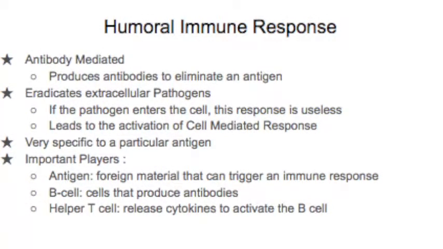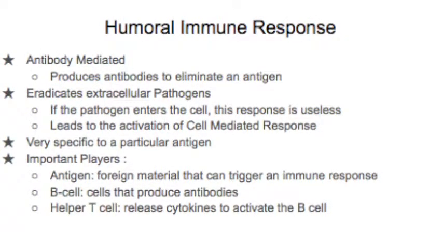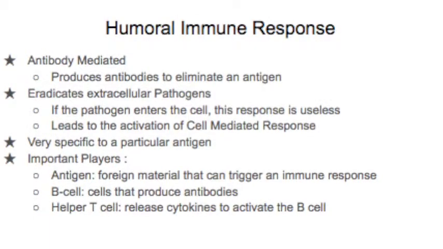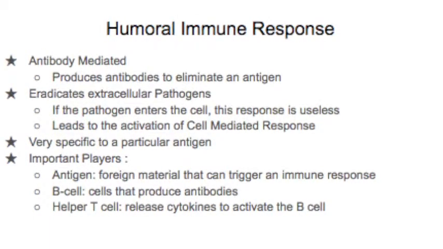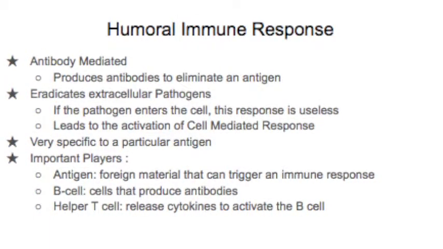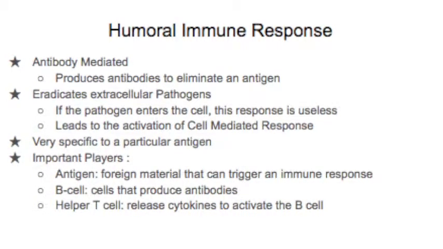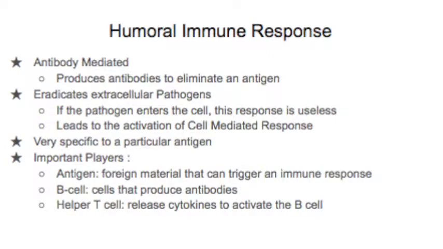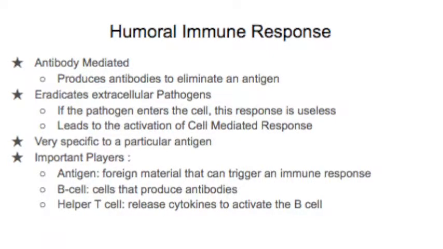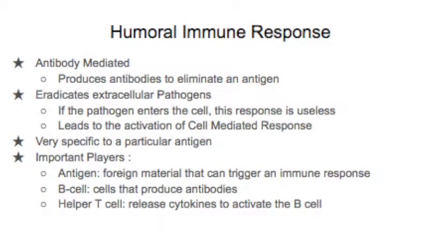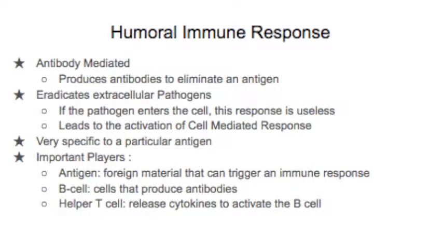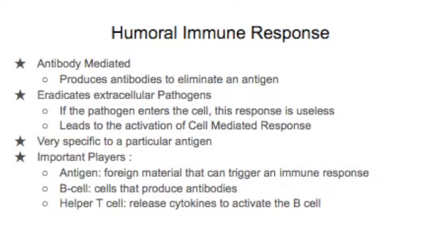But sticking with the discussion of humoral response, I want you to know the players, so to speak, that are important in this role. So first off, an antigen. This foreign material is needed to trigger any immune response. B cells, or B lymphocytes, are used in this immune response to eliminate foreign material, and helper T cells help with the activation and division of B cells. I will explain more in the video the other characters that play a role in the humoral immune response.